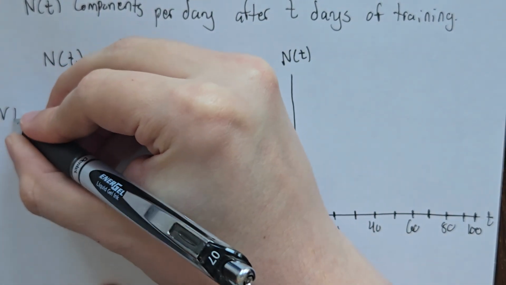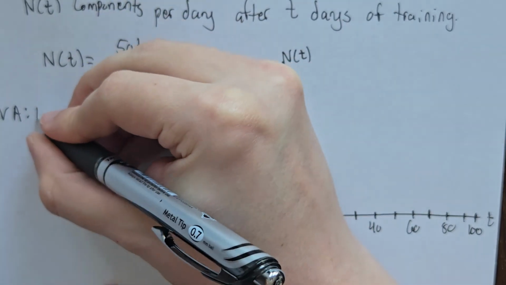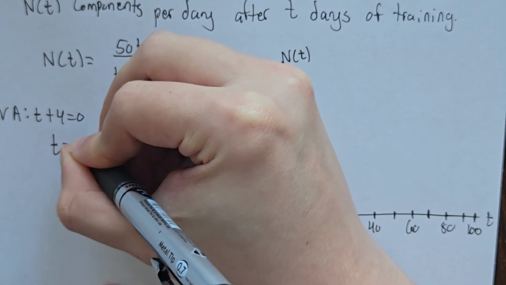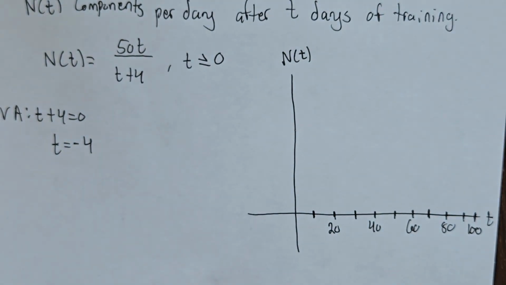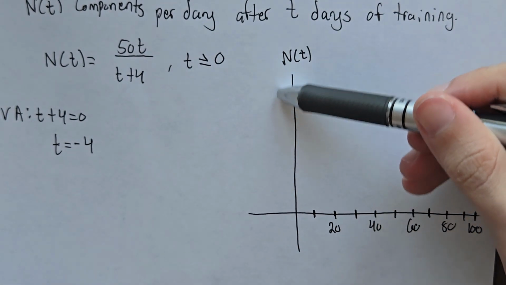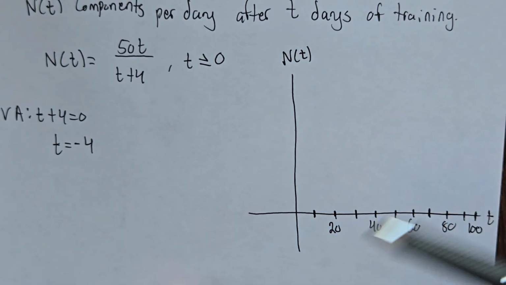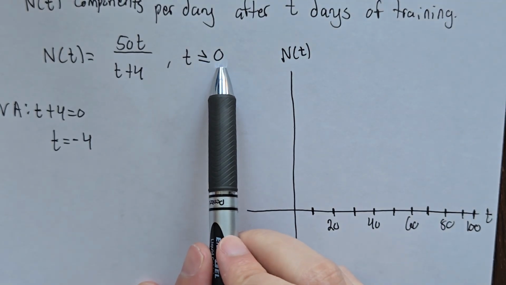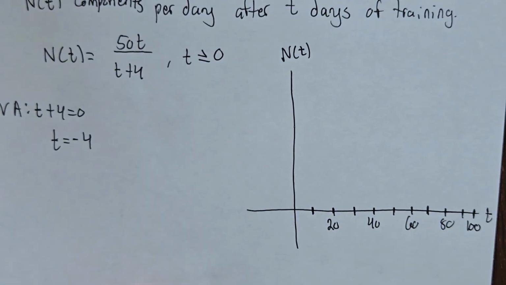If we were to look at a vertical asymptote for this problem, we'd set t plus 4 equal to 0, and notice that we'd have a vertical asymptote at t equals -4. Notice that this vertical asymptote would occur somewhere over here on the left side of the graph. We're not worried about that because that's not even part of this graph's domain, right? t can't be less than 0. It's greater than or equal to 0.